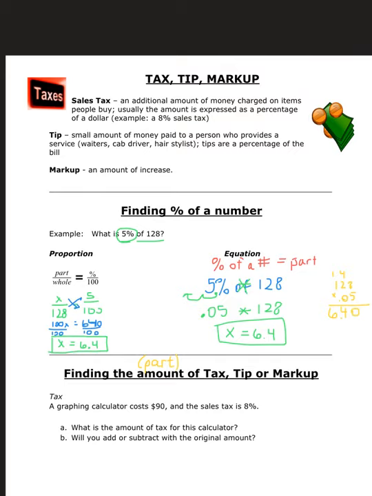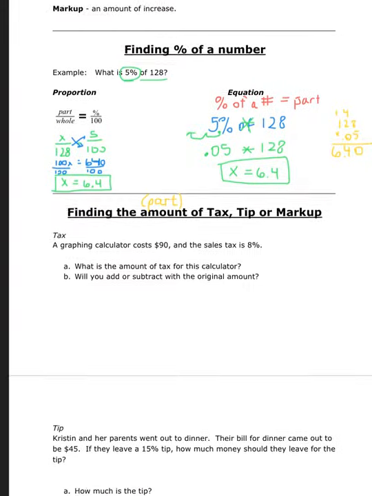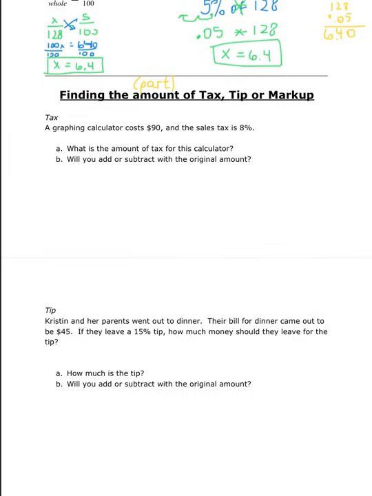Moving on to the examples for finding the amount of tax, tip, or markup, we have the first example that says a graphing calculator costs $90 and the sales tax is 8%. So we're trying to find 8% of $90. So part A says, what is the amount of tax for this calculator? So that's why we're going to find 8% of 90.